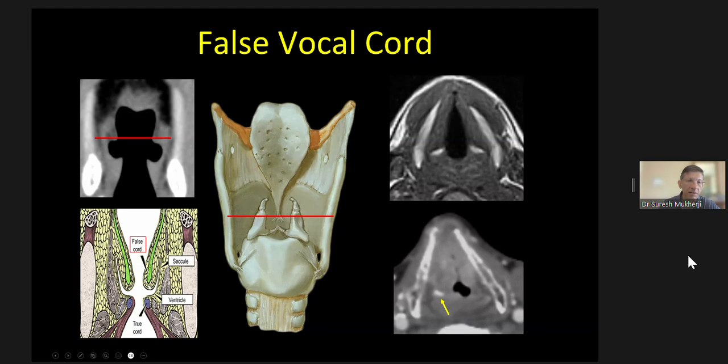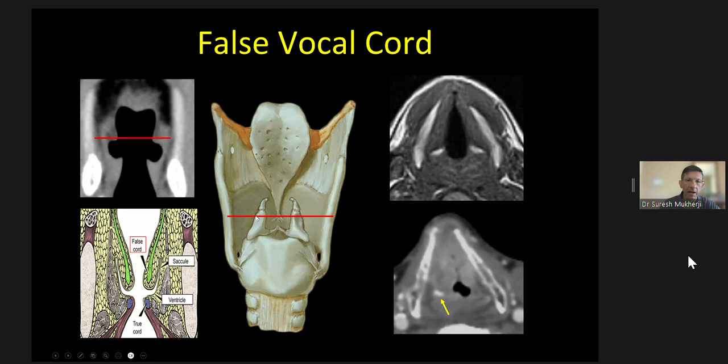itself. It's almost like this free margin. Posteriorly, it is attached to the top of the arytenoid. And then anteriorly, it's a little bit more floppy. But when we look at the false vocal cord, the key radiological findings are as follows. Number one, this red line right here demarcates the level of the false vocal cord on a coronal CT. Right below it, we can see one laryngeal ventricle and the other laryngeal ventricle. So it's above the laryngeal ventricle.